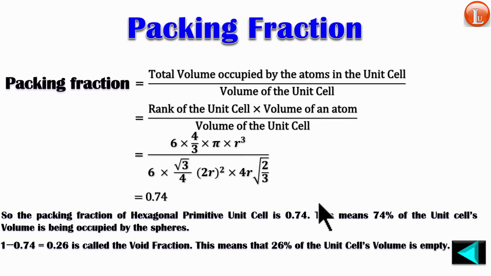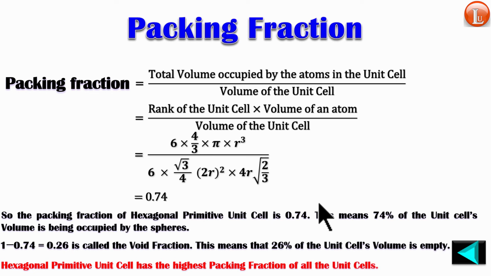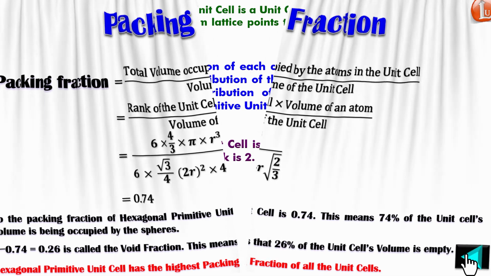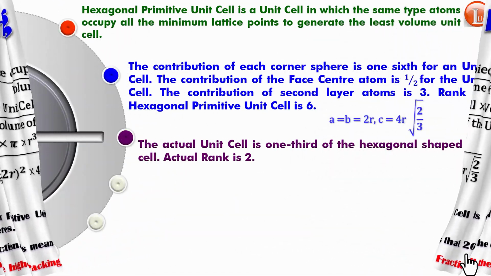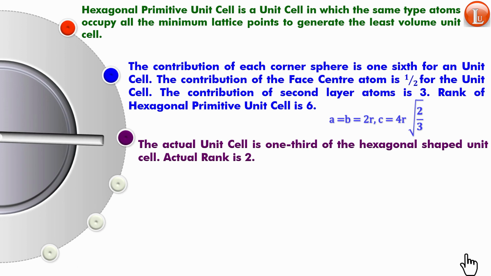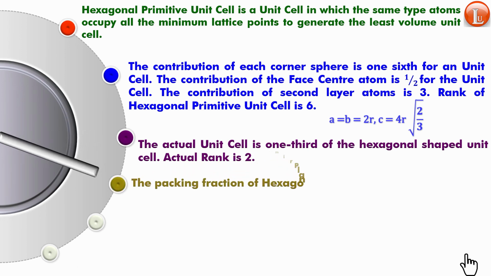Hexagonal primitive unit cell therefore has the highest packing fraction of all the unit cells. The same thing that we said for face-centered. No unit cell other than face-centered and hexagonal primitive can have a packing fraction of more than 0.74. So let's go back to the master slide, which is going to tell us exactly the same thing: the packing fraction in hexagonal primitive unit cell is 0.74.